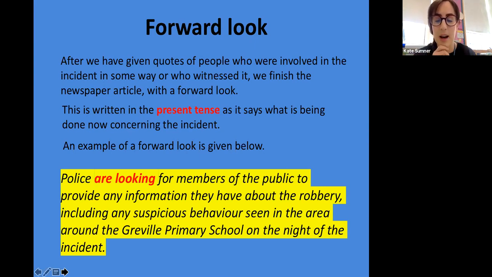And remember, we did that with the asparagus example as well. It told us when the asparagus auction was taking place and where it was taking place. So this is the same. It said police are looking for members of the public, and it wants to get any more information from you.